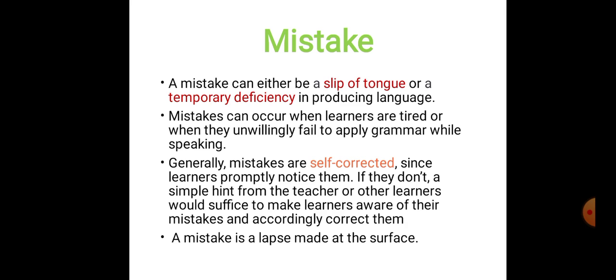Generally, mistakes are self-corrected. They are corrected easily, since learners promptly notice them. If they don't, a simple hint from the teacher or other learners would suffice to make learners aware of their mistakes and accordingly correct them. Another thing related to mistakes: a mistake is just a lapse made at the surface.